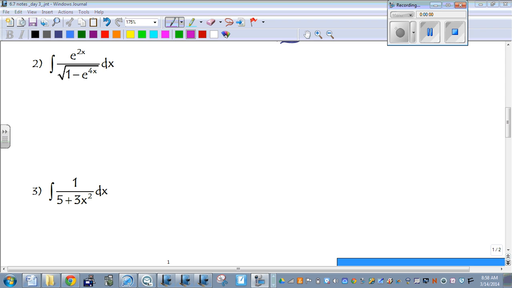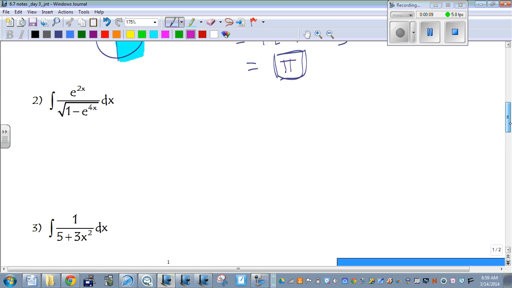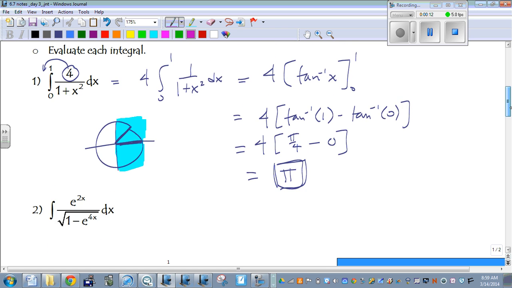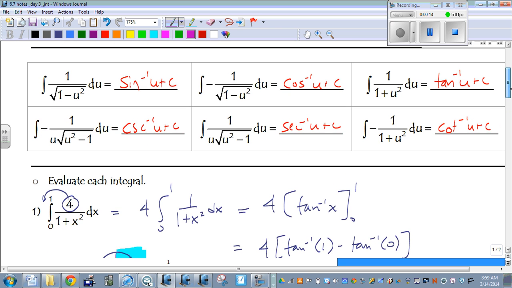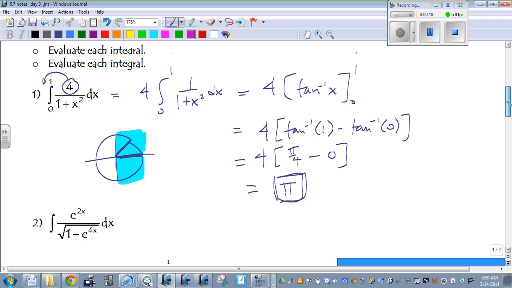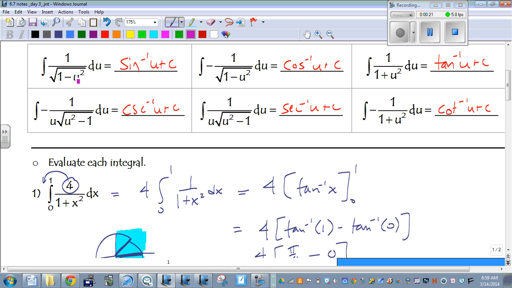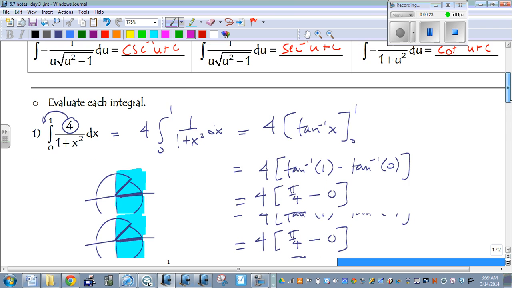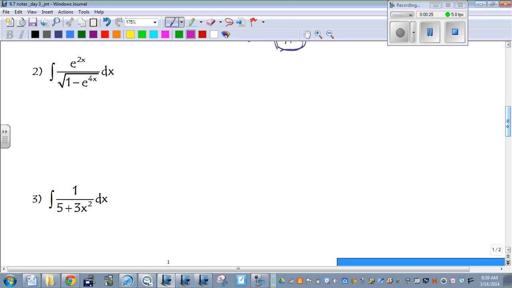All right, number 2. This one looks a little more complicated. We have some e to the power of 2x, e to the 4x. But if we look at the general format of that, which one does this look like out of our 6 antiderivatives? Inverse sine, right? Inverse sine has the square root of 1 minus something squared. Well, we're trying to make this look like that inverse sine. Right, we want this to be 1 over square root of 1 minus u squared du.